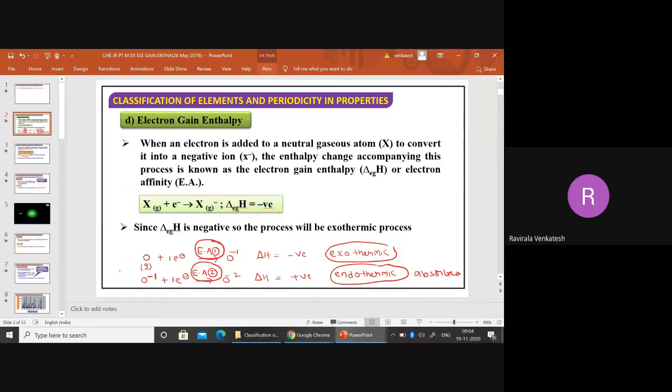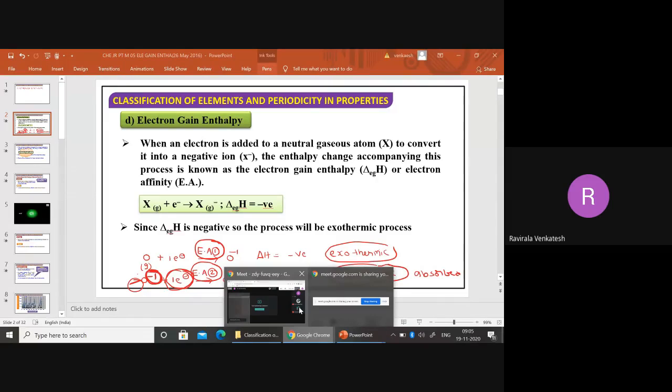When you add the second, third, fourth electrons, what happens? You have to supply the heat. Why? The reason I explained yesterday: to overcome the repulsions present between the negative charge and the electron, we need to supply some energy. So this is about the definition we just discussed in the last class.